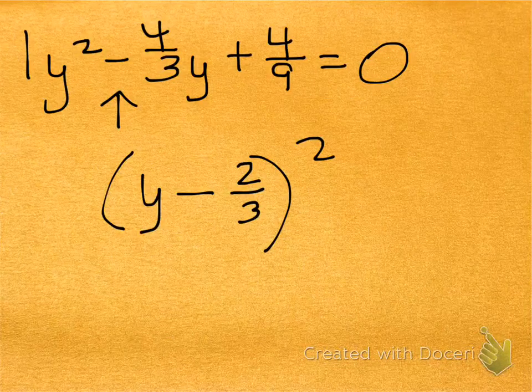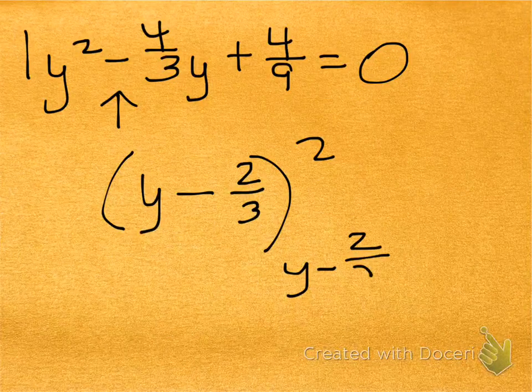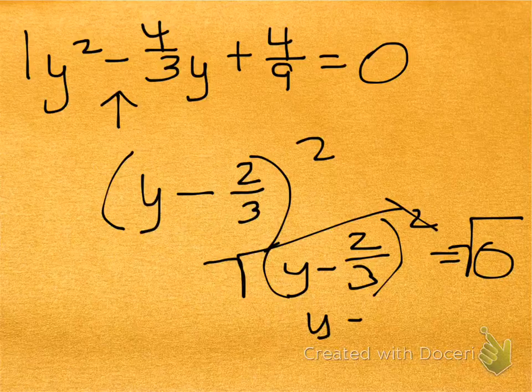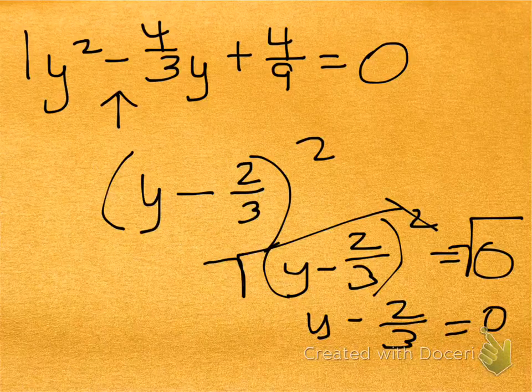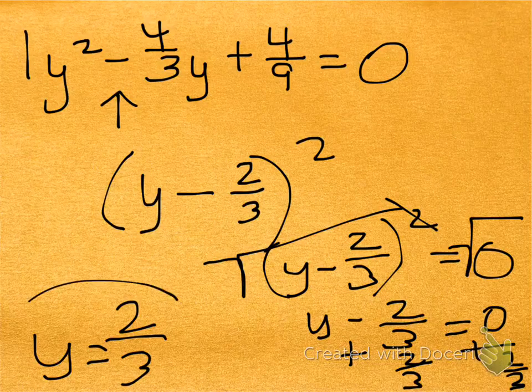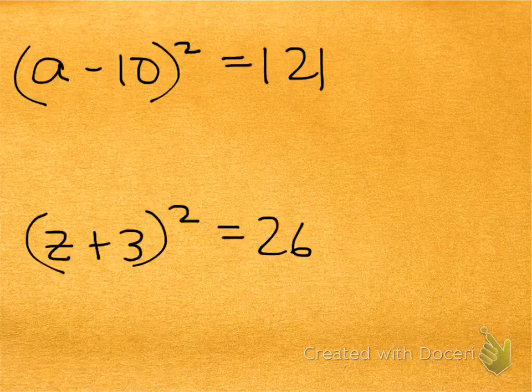Here we are solving for y, so we're going to put this equal to 0. And again, we need to cancel out the square symbol, so we're going to take the square root first and then solve. So we get y is positive 2/3. And that would be our answer.